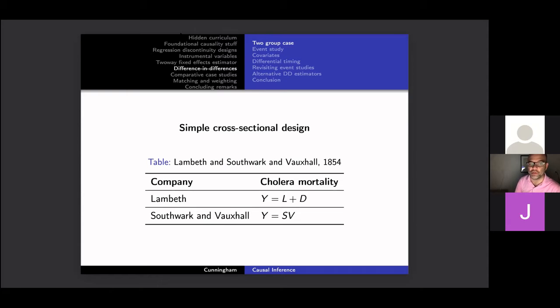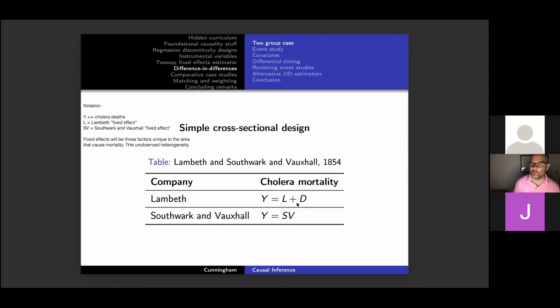And let's just use some notation here. The notation we're going to use is Y will be cholera deaths. L will be a Lambeth fixed effect, and SV will be a Suffolk and Vauxhall fixed effect. Fixed effects will be those factors unique to the area that cause mortality, right? They're the unobserved heterogeneity. That's usually what it's sometimes called, the unobserved heterogeneity.